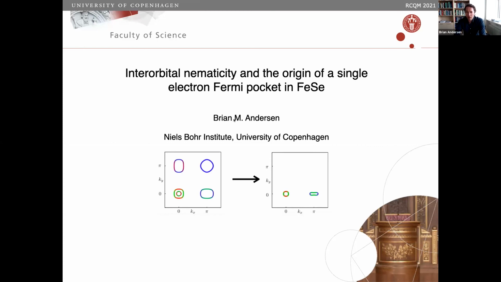I will give a talk about related issues: iron, selenium, strong band renormalization, and in a nutshell, the talk will really be about how do we get from this picture to this.